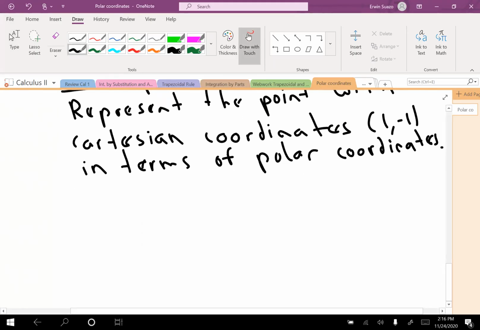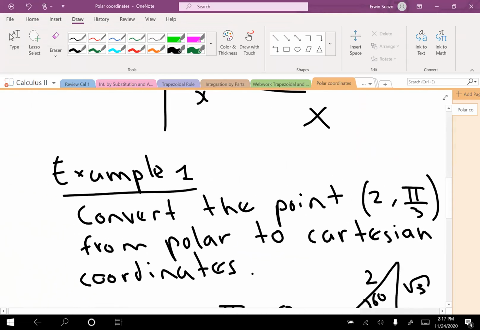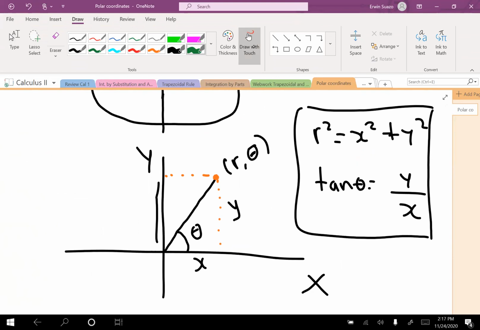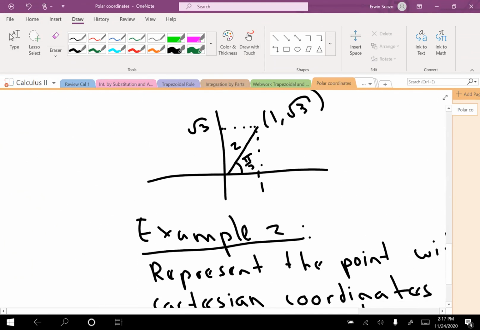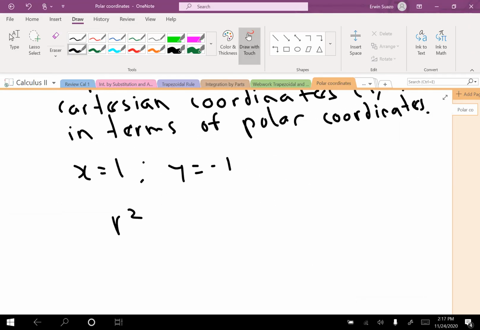So we have x is 1, y equals -1. So you just look at the formulas. So you have x, you have y. So you have to use this guy, right? So we have to use r squared. r squared equals x squared plus y squared. So r squared is 1 plus 1, which is just 2, right?